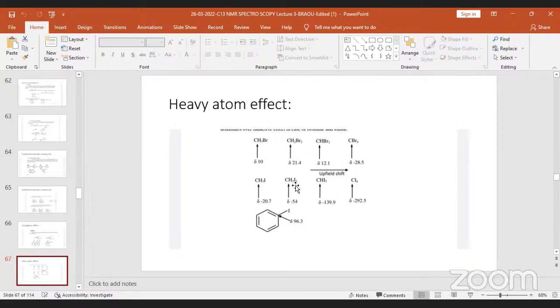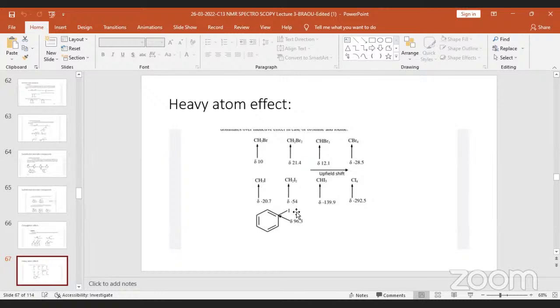Whereas in the case of iodine, heavy atom effect starts from the first iodine, the first substitution itself. From methane, see, methane is minus 2.5, methyl iodide is minus 20. So upfield shift is observed with 2 iodines, minus 54, with 3 iodines, minus 139.9, and with 4 iodines, minus 292.5. So heavy atom effect is really very much in the case of iodine. Bromine also it is observed. Actually, iodine always, even 1 iodine also influences that chemical shift value.